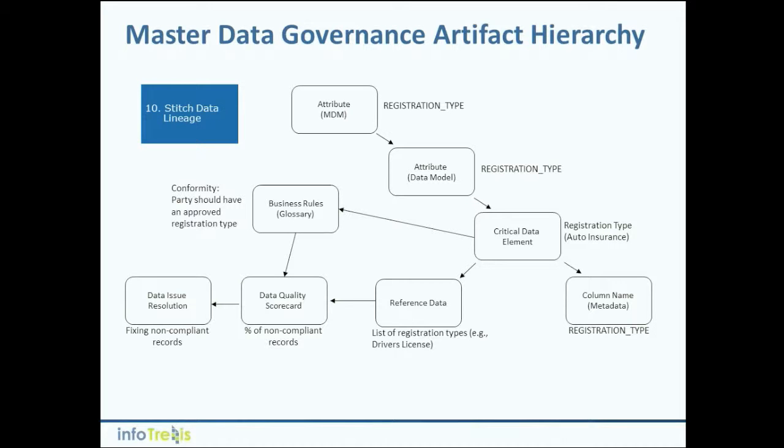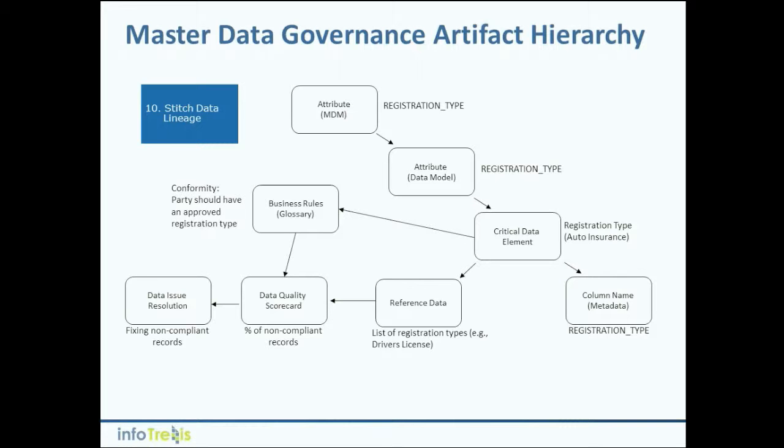So then finally, what we want to do is we link that all together. So if you look at the bottom right corner here, we just added the column name. So we could say, okay, this is coming from a source system. It could be an operational data hub, which also has a field called registration type. And now we've got some lineage. So if you see right here, we're stitching together multiple dimensions of data governance just around one simple attribute for MDM. We're stitching together the attribute of the MDM hub, the logical model attribute, the business term, which is a critical data element, data quality rules, data quality scorecard, issue resolution, and metadata, right?